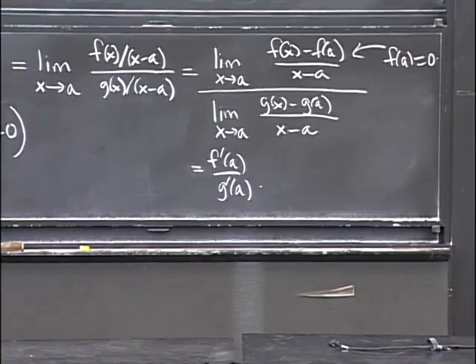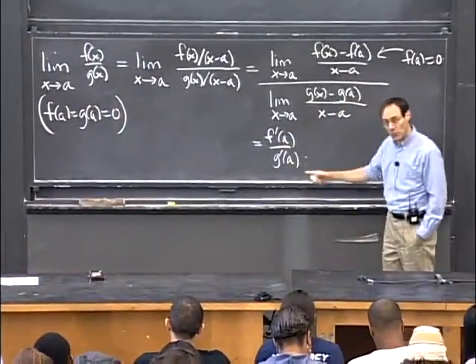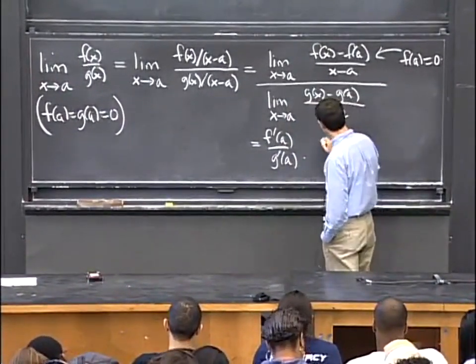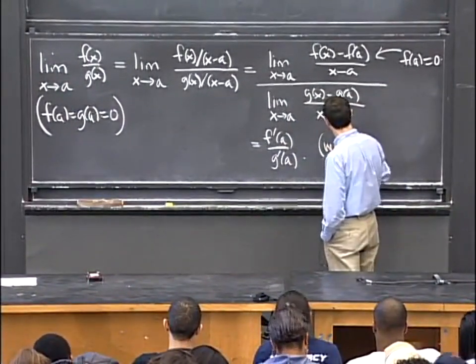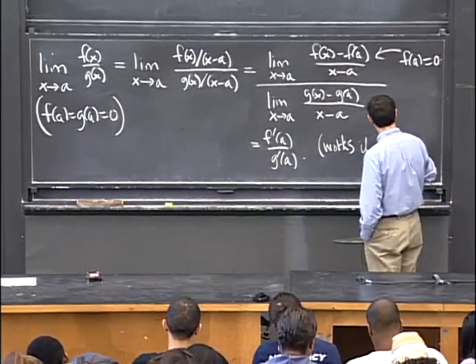So that's it. That's the technique, and this evaluates the limit, and it's not so difficult. The formula is pretty straightforward here. And it works provided that g prime of a is not 0.